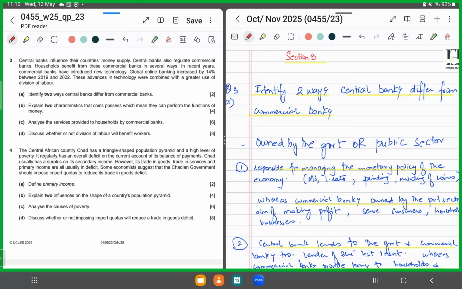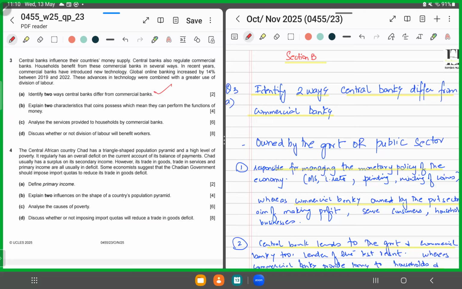Now, what are they saying? They are saying that in any economy, the central bank plays a pivotal role, and they not only help manage the money supply, they also regulate the commercial banks. And in recent years, they have introduced certain technology, and this technology combined with division of labor has brought in wonders. So now the first part says identify two ways central bank differs from commercial banks.